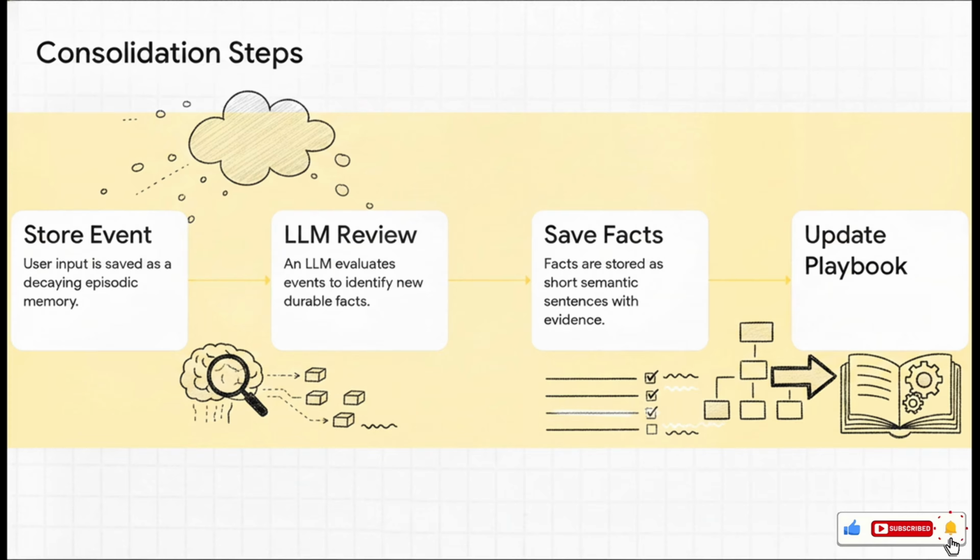daily conversations do. However, in Step 2, an LLM is asked to actively consolidate them. The LLM reviews the events, identifies the new durable facts, and stores each one as a short semantic sentence. It even keeps the supporting episodic memories attached as evidence and tracks if this new fact supersedes an older one. Finally, in Step 4, it uses these consolidated facts to create or update those procedural playbooks we talked about.